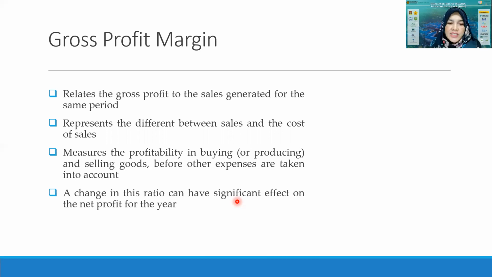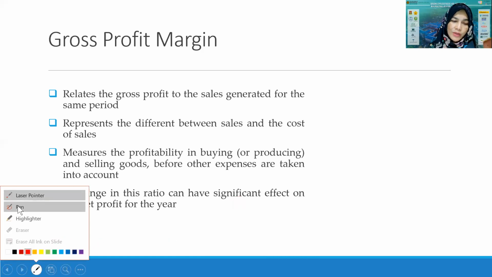A change in this ratio can have a significant effect on the net profit for the year. So if you look at the gross profit margin, it should be positive, then only the next level would be positive as well. Gross profit is the first level of profit. Gross profit is achieved when the company deducts the amount of cost of goods sold.